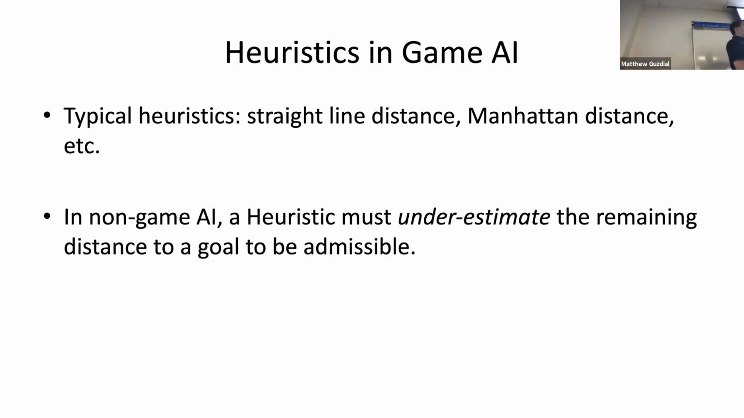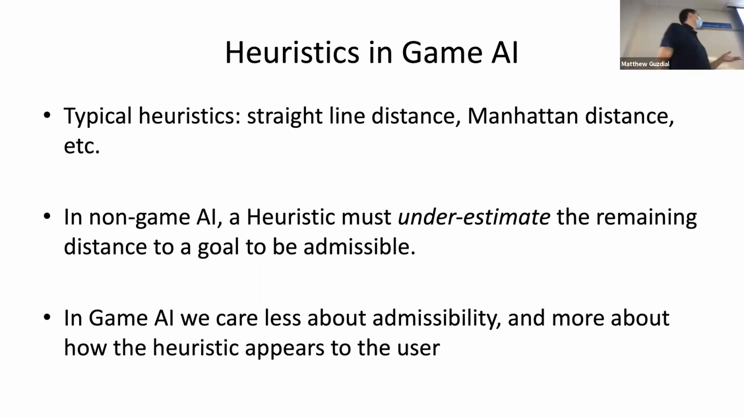In non-game AI, it's important, we'll get to this a little bit later, that a heuristic must underestimate the remaining distance to a goal to be admissible, okay? We'll get into notions of what it means for a heuristic to be admissible a little bit later on when we're talking about A-star search. But in game AI, we do not care about admissibility. We do not care about it being consistent. All we care about is how the heuristic is going to lead to behavior and how that behavior appears to the end user, okay?